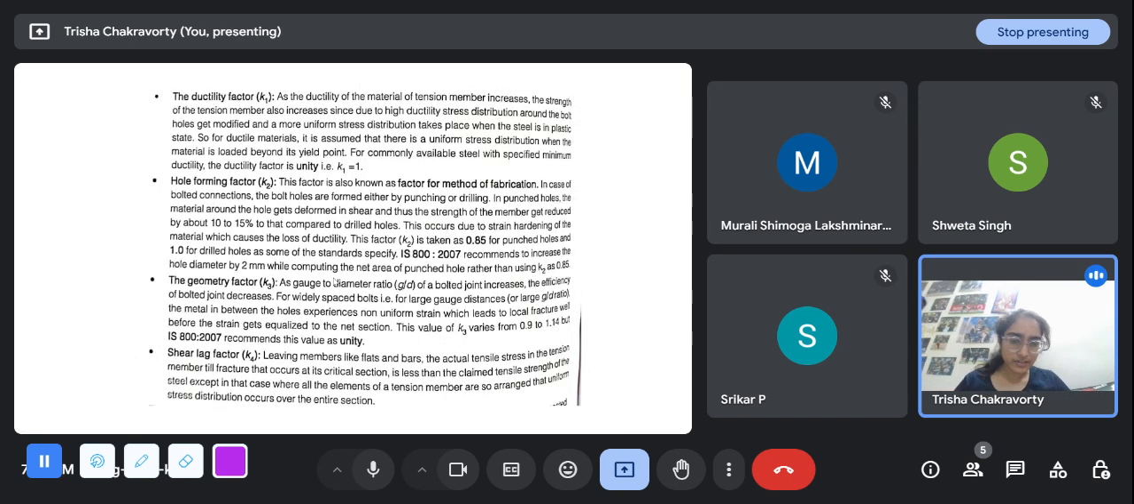And why are we reducing it for punched holes? Because for punching, it is observed that there is some sort of deformation in shear along the bolt hole, so the section becomes weaker. So we want to reduce the area.